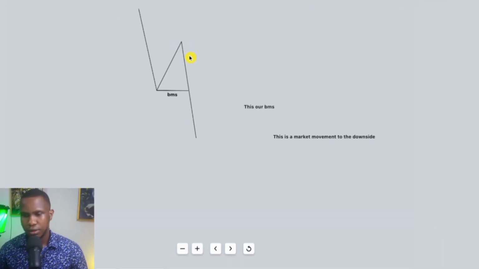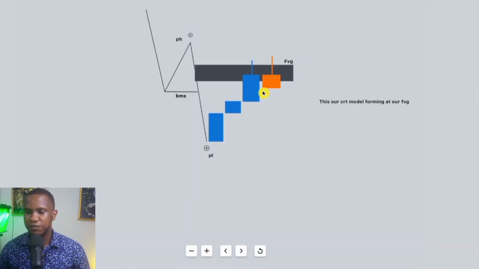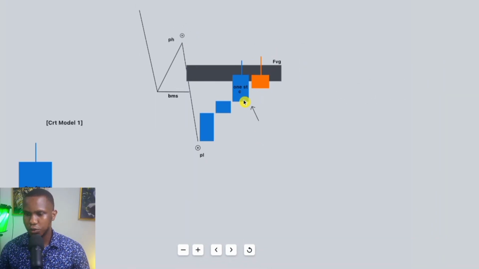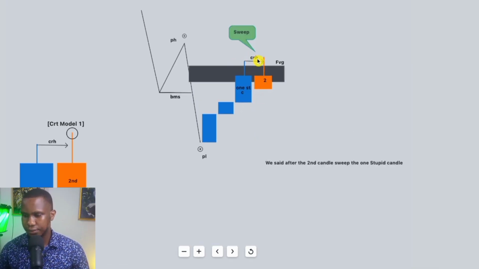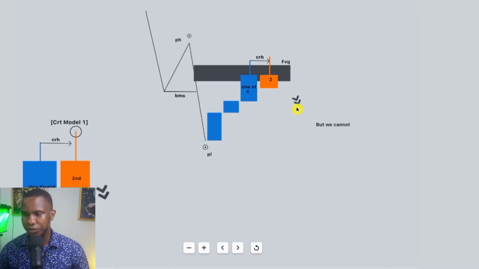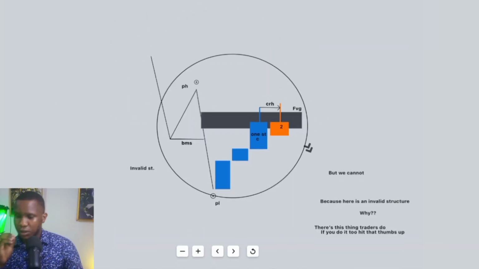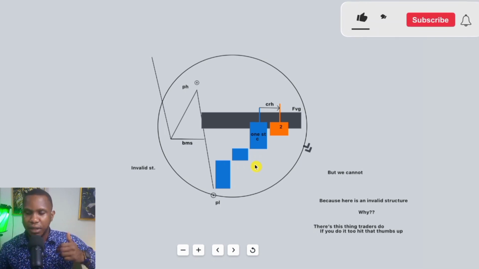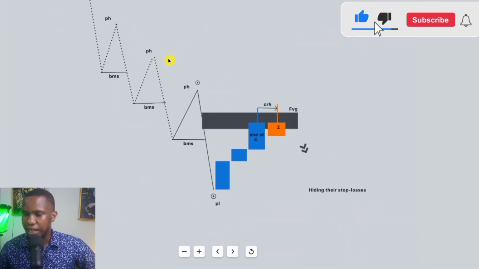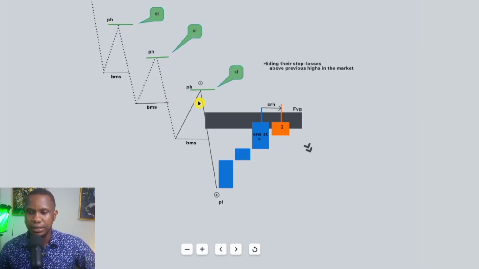Don't miss this. So this is our break of market structure, right? This is our previous high, this is our previous low, this is our CRT forming at our fair value gap, this is our one stupid candle, and this is our candle range high. Our second candle swept it. We should sell, right? But we cannot, because this is an invalid structure right here. Why? There is this thing that traders do. If you do this, I want you to give me a thumbs up as I explain this. Traders hide their stop loss level at previous highs in the market.